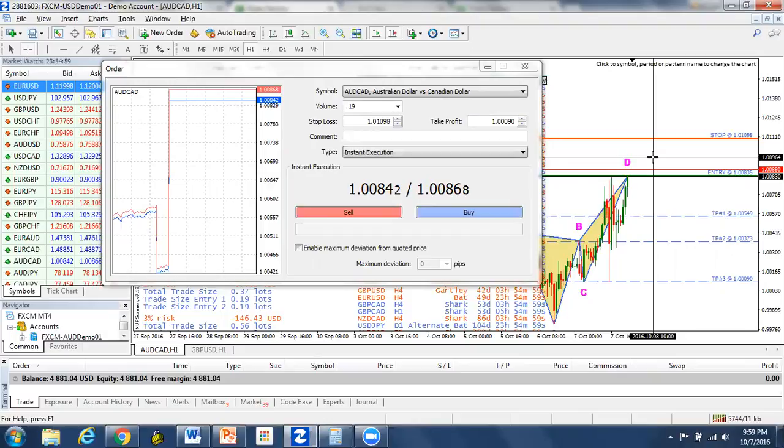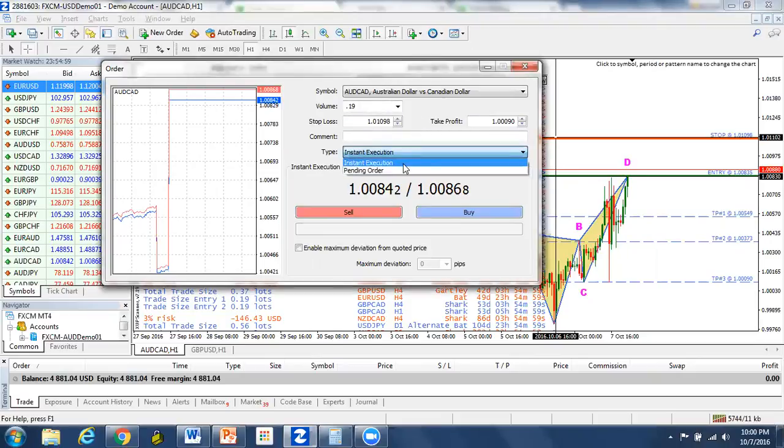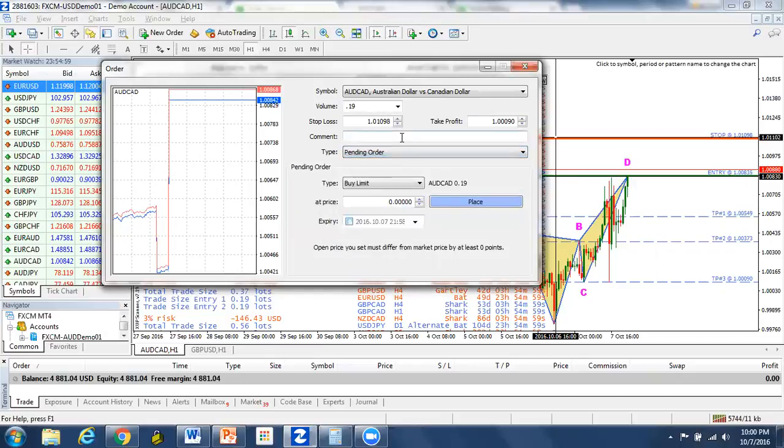So let's say you wanted to come in at 1.00964. First off, you want to go to pending order. You have to understand there are 4 different types of pending orders you can do. You can see them right here. You have buy limit, sell limit, buy stop, sell stop. A limit is for a reversal.